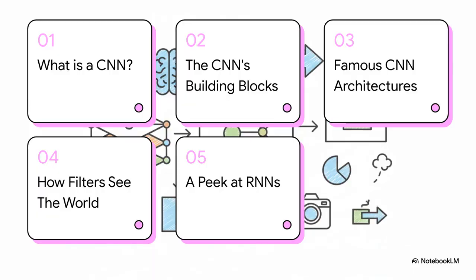All right, so here's the game plan. We're going to start with the absolute basics. What even is a CNN? Then we'll break down its core components piece by piece. After that, we'll check out two legendary architectures that you absolutely need to know. Then we'll get into how filters act as the eyes of the network, and to wrap it all up, we'll take a quick peek at what's next, networks that can actually remember sequences over time.